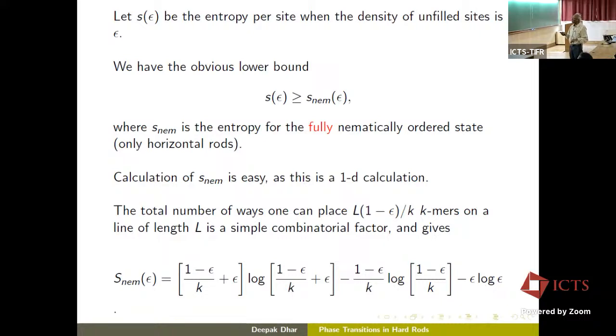But the calculation of S nematic of epsilon is easy because it's a one-dimensional problem. If all the rods are parallel, the problem becomes a one-dimensional problem. And it's easy to find how many ways one can place L into 1 minus epsilon by k kmers on a line of length L. So the density of holes is epsilon, and this is the formula. It's straightforward to derive. Okay.